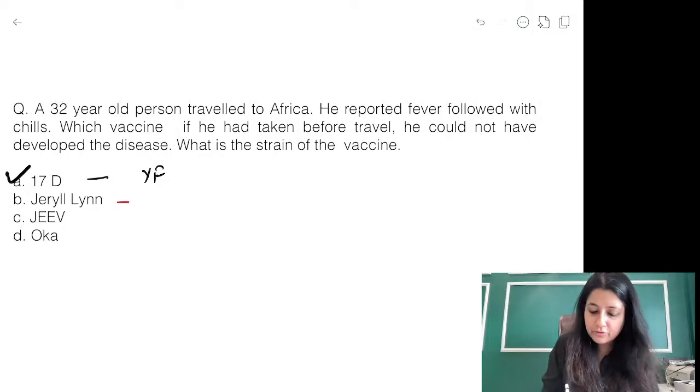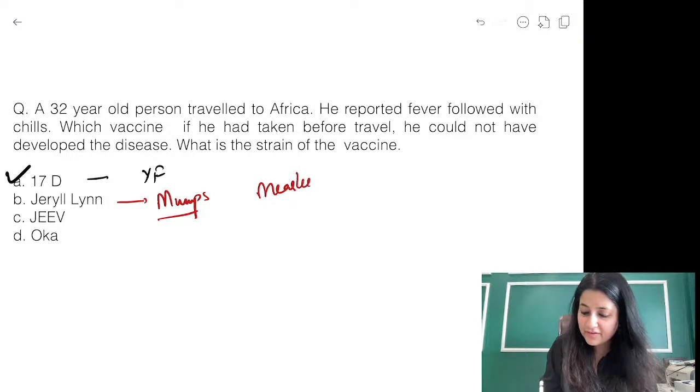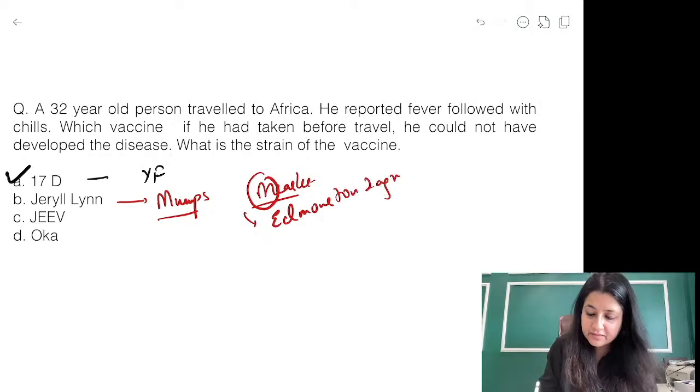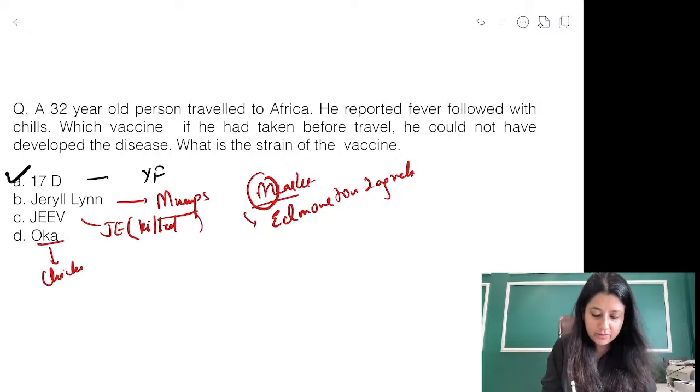And Geraldine is for mumps. Measles and mumps are expected. Measles also has a very fancy name. It starts with an M. Edmonston Zagreb. Edmonston Zagreb. G is for JE killed. Oka. Oka is for chicken pox. Oka is for chicken pox.